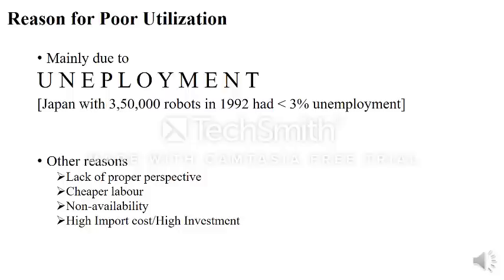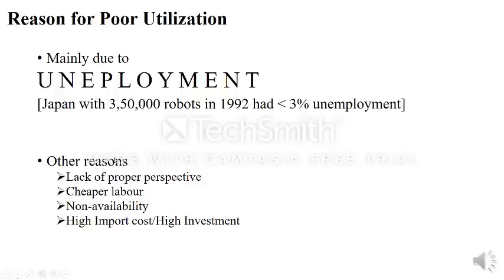I will tell you the problem why. The reason for poor utilization of robots. What is the main reason? Mainly due to unemployment. Is it? When we use robots, we will get unemployment. Just think about Japan. In 1992, they had 350,000 robots, but had only 3% unemployment. It doesn't mean that using robots will make us unemployed. This is not the reason.